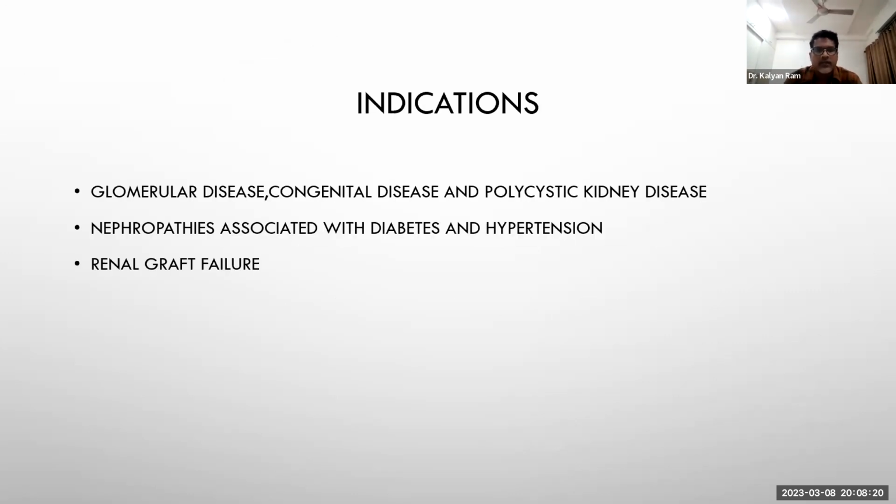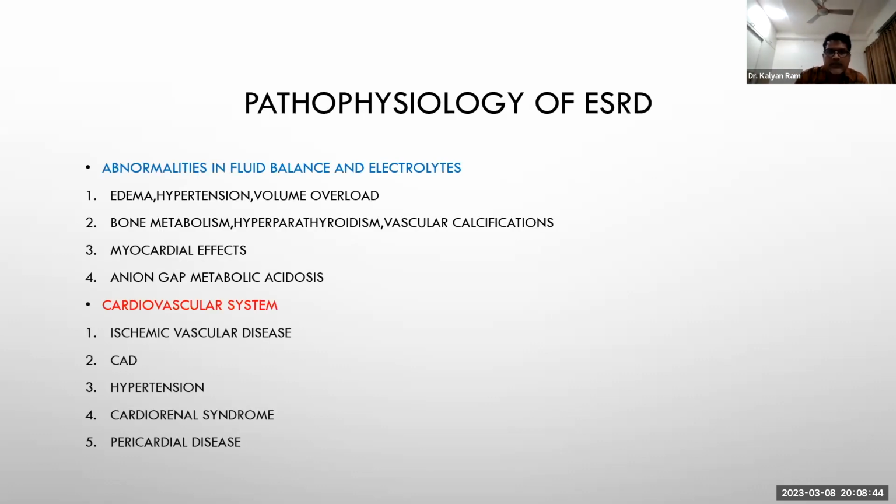Coming to indications, end-stage renal disease is the main indication for kidney transplant, as we all know. Glomerular disease, congenital disease, and polycystic kidneys are indications in young patients. Nephropathies associated with diabetes and hypertension form the major chunk of the waitlisted patients, accounting for around 70% of the patients. And nowadays, renal graft failures are more common, accounting for around 10 to 15% of the patients.